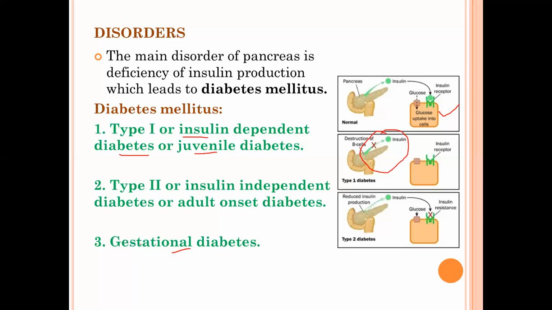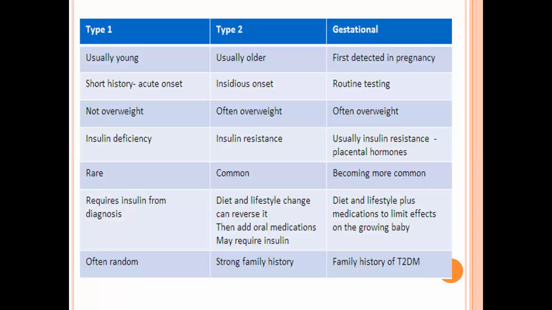Obesity and hypertension also lead to gestational diabetes during pregnancy. So these are the three types: type 1, type 2, and gestational diabetes. Type 1 is very rare, and the most common is type 2 diabetes, or insulin independent diabetes. We'll see a flow chart here. Type 1 is usually seen in young people, type 2 in older people, and gestational is first detected in pregnancy. Generally it is not seen, but during pregnancy the woman can become diabetic. Then such type of diabetes is called gestational diabetes.